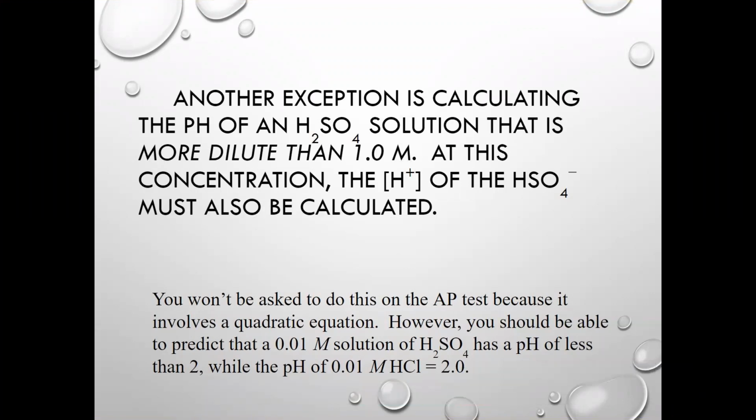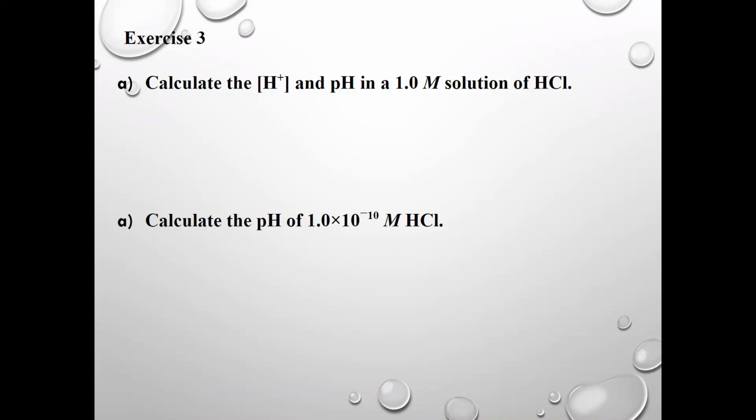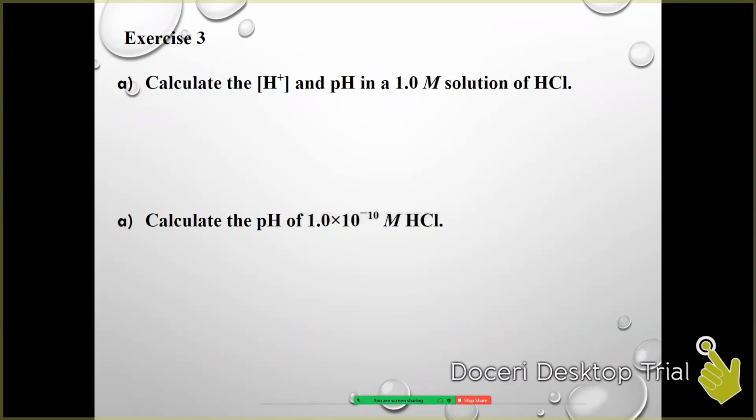All right, let's see what else. I think we might have a couple problems. All right, so calculate the H plus concentration, the hydronium concentration, and the pH of a 1 molar solution of hydrochloric acid. So this is definitely stronger than 1 times 10 to the negative 7. And we can finish up with that.